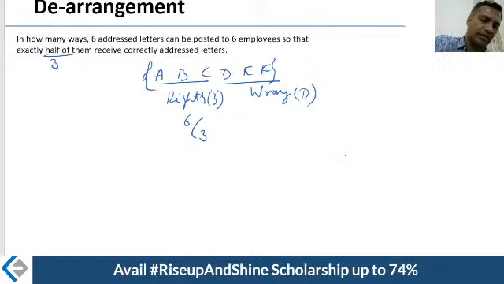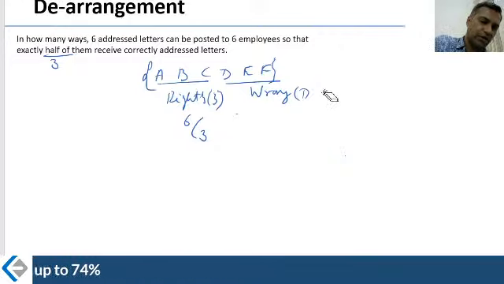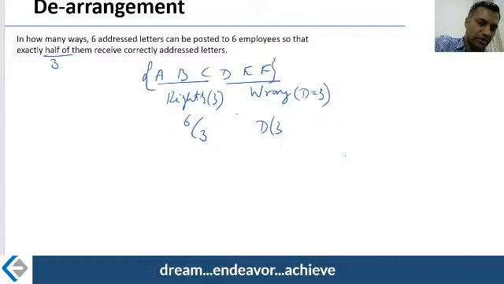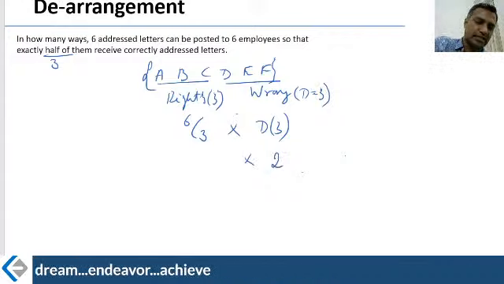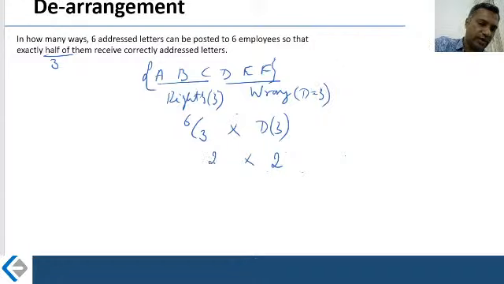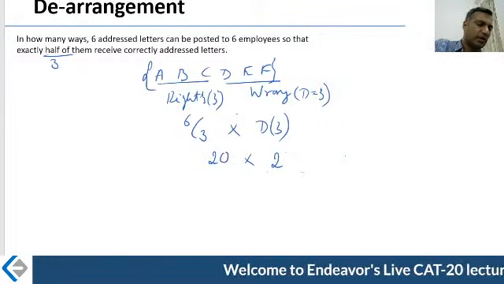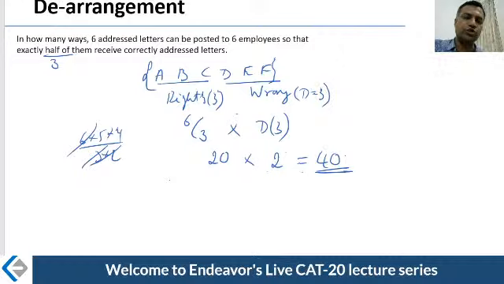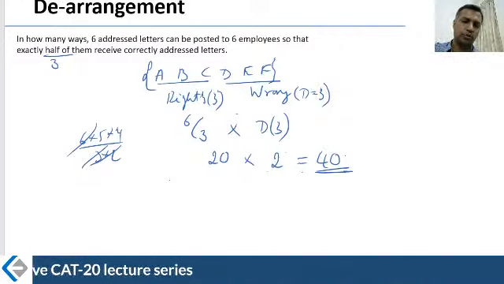Now, the remaining 3 is nothing but the derangement for 3. So you are doing derangement for the remaining 3. Now 6C3, they got the right letters. Therefore for the remaining 3, I have to create a confusion. What is the derangement for 3? 2 ways. What is 6C3? 6 into 5 into 4 divided by 3 into 2, that's 20 ways. Therefore 20 into 2. Now you are saying that I can do this posting in 40 ways.